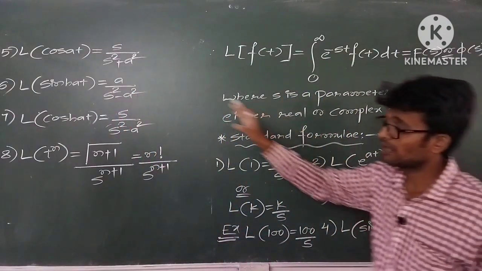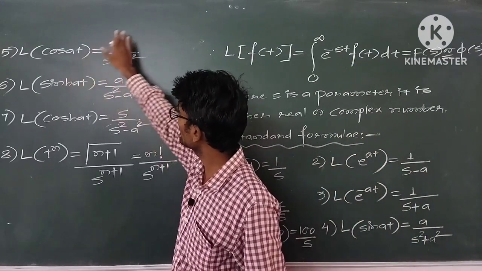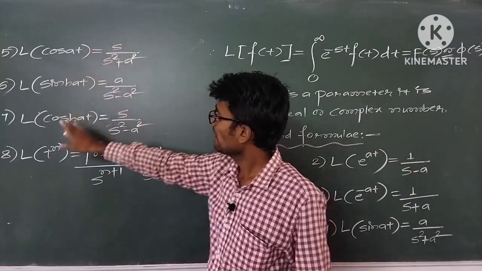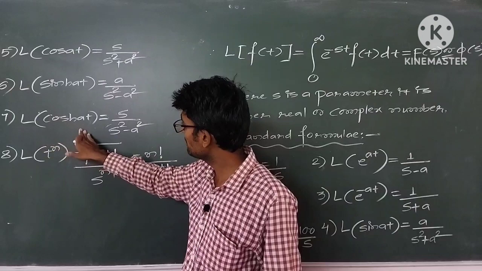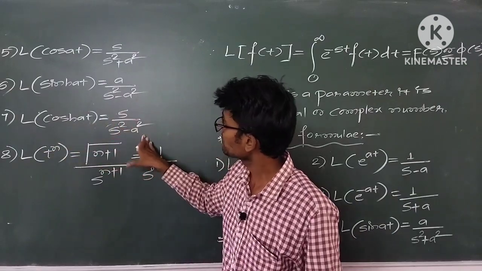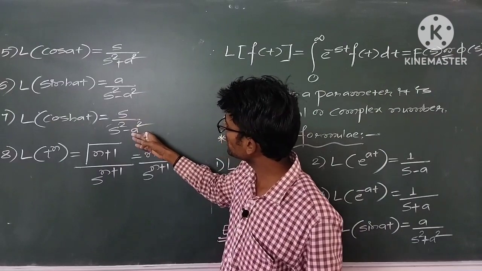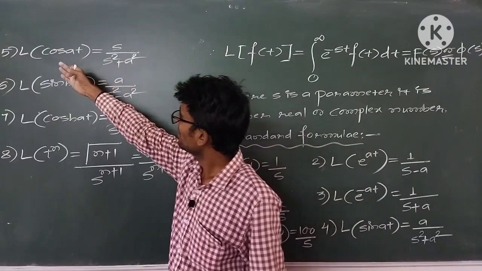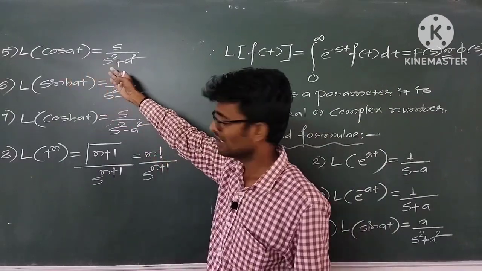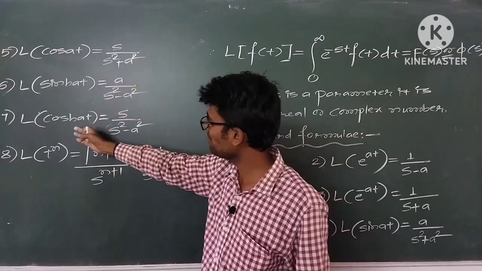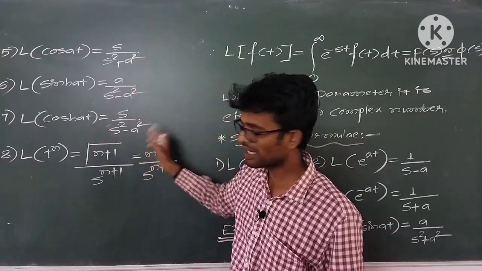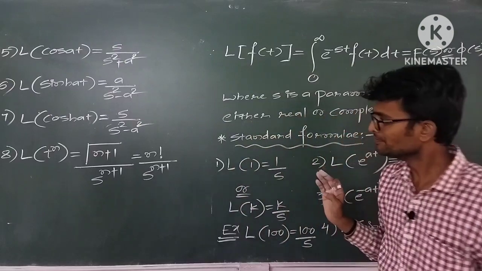Next we have Laplace transform of cos at, which is s divided by s square plus a square, and Laplace transform of cos hyperbolic at is s divided by s square minus a square. So both have the same numerator but a small change in the denominator. In trigonometric functions we have s square plus a square, but in hyperbolic functions we have s square minus a square in the denominator.